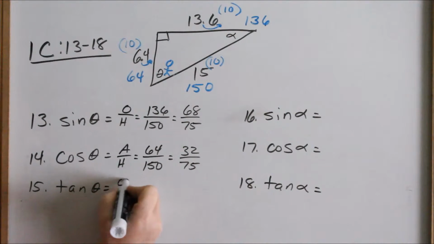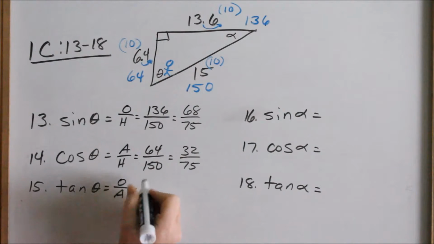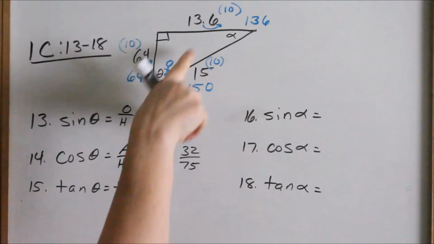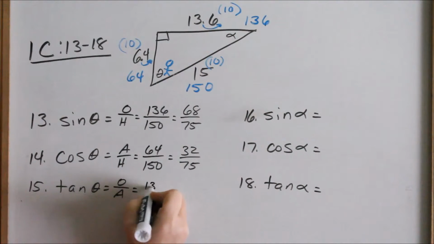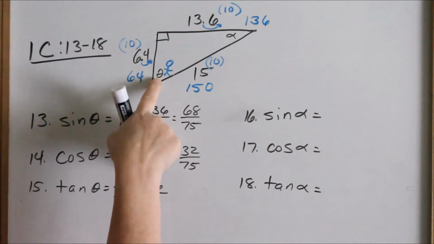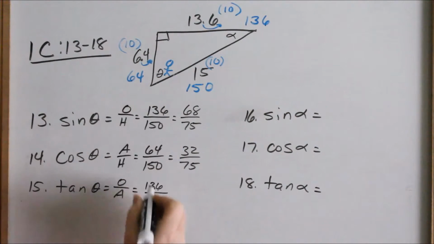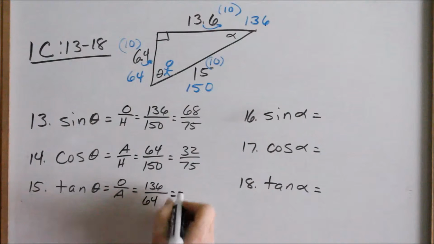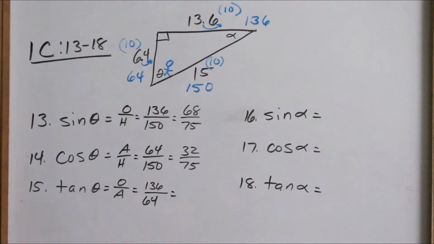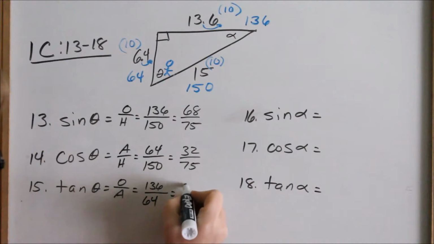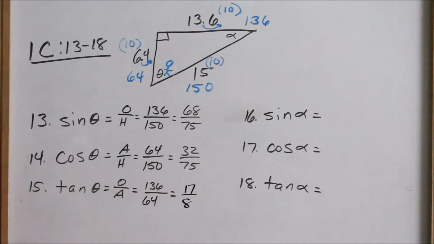Tangent theta, opposite over adjacent. If I'm standing there at theta, the side opposite of me is 136. The side adjacent to me, or next to where I'm standing, is 64. And I believe those can both be reduced, the largest number by 8. That would be 17 over 8. Let me double check. Yeah, reducing them both by 8. So tangent theta would be 17 over 8.